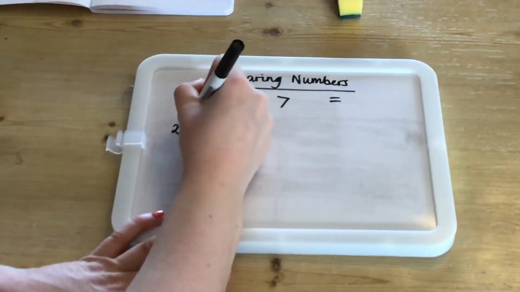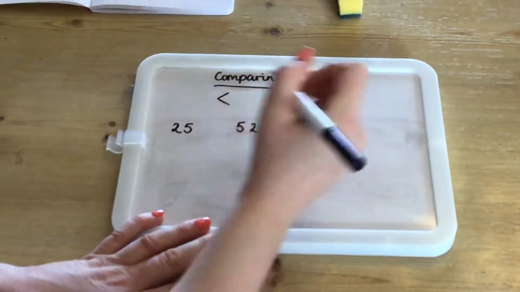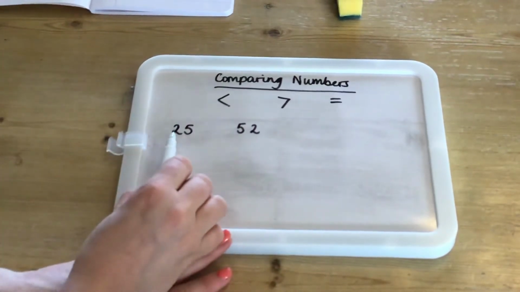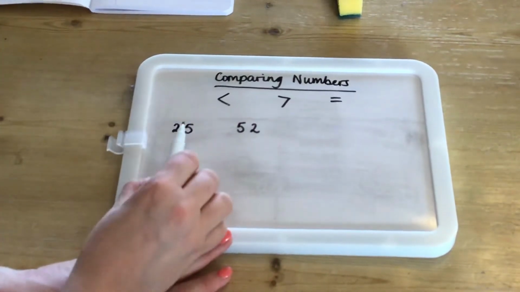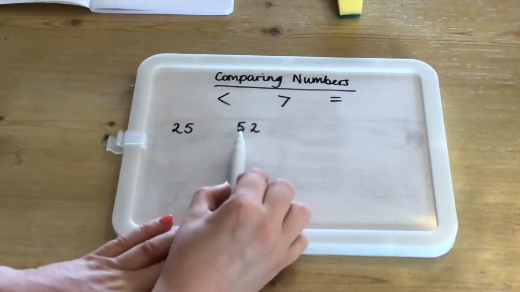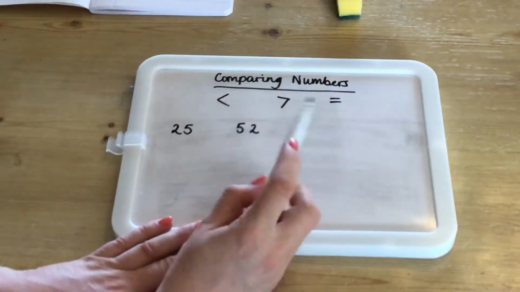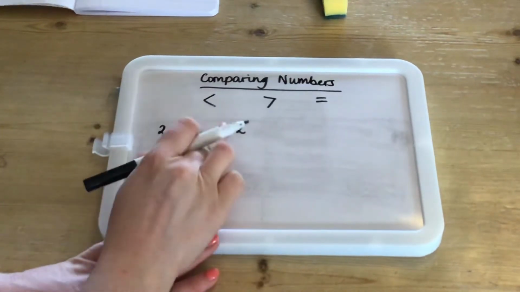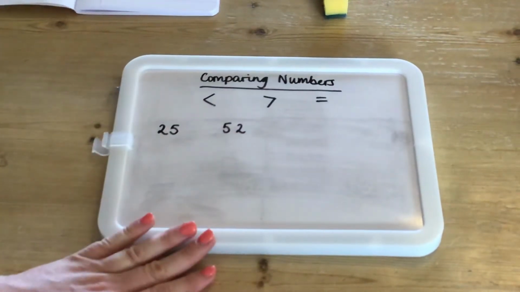We have got the numbers 25 and 52. You might notice that they have the same digits, but here 2 is in the tens column, 5 is in the ones column, and over here 5 is in the tens column and 2 is in the ones. So there is a big difference between the numbers 25 and 52.